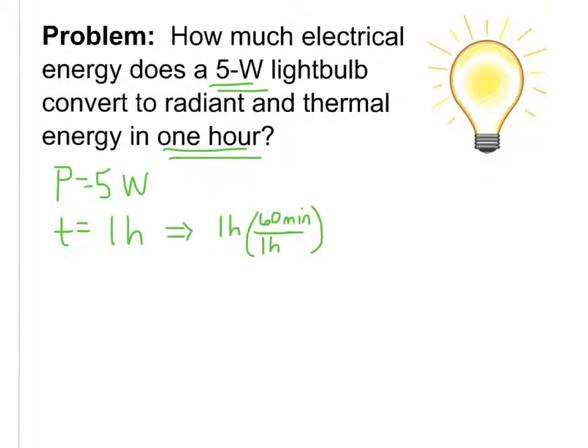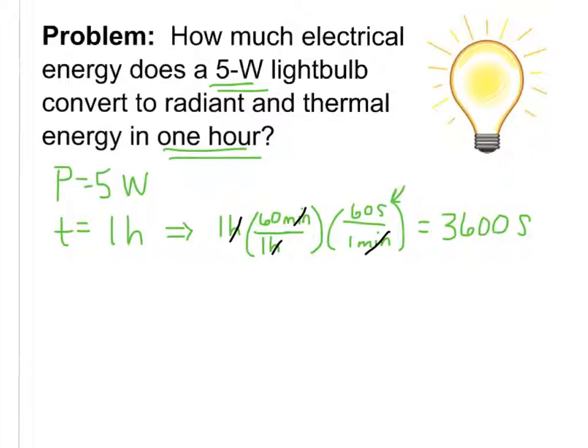If we multiply 1 hour by our conversion factor of 60 minutes equals 1 hour, we get hours canceling. That gives us the number of minutes. If we then multiply by the next conversion factor, 1 minute is equal to 60 seconds, we get our minutes canceling, and we know then that our time of 1 hour equals 3,600 seconds. Seconds is the only unit remaining.